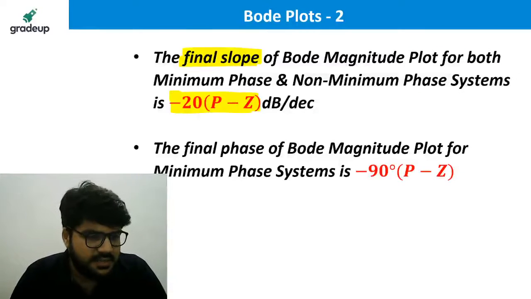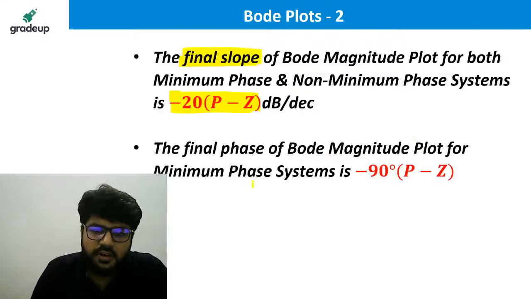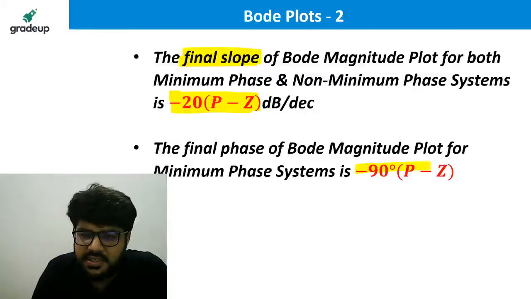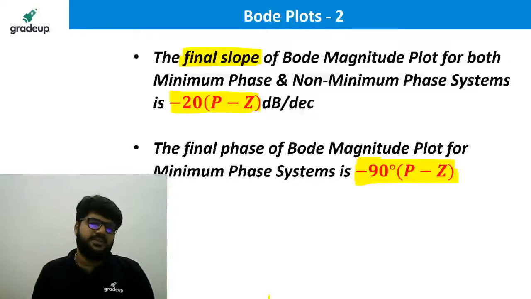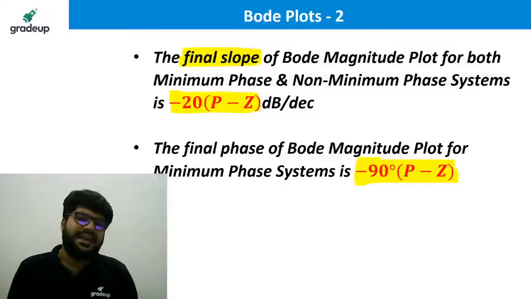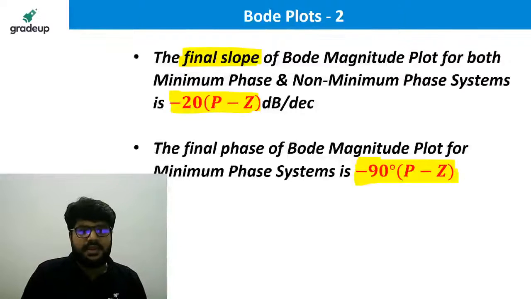Yes. The final phase of the Bode magnitude plot for minimum phase systems is minus 90 degree into p minus z. Yeah, Shubham, that's like the diving angle only. Minus 90 degree into p minus z. But the final phase for Bode magnitude plot is valid for minimum phase system.